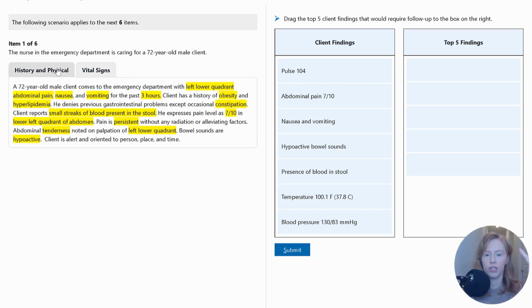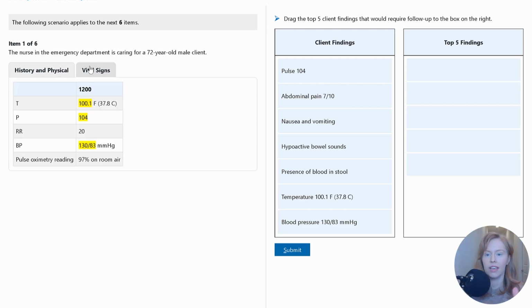So now I want you to picture this elderly gentleman, poor guy, who's having severe pain and tenderness in his left lower quadrant. For 3 hours now, he's been nauseous, he's been vomiting, and now he also has this blood in his stool, and when you listen to his abdomen, his bowel sounds are hypoactive. He's febrile, tachycardic. So we're asked in our first question to recognize cues by dragging the top 5 client findings that would require follow-up to the box on the right.